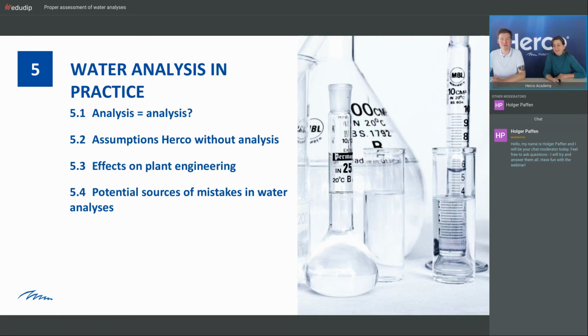If we ask you for a water analysis, will any analysis do? Is every analysis the same or not? That's what we want to talk about quickly. Then we'll look at assumptions, or what we assume if we don't have an analysis in a project. We'll look at the effects on plant engineering and potential sources of mistakes.